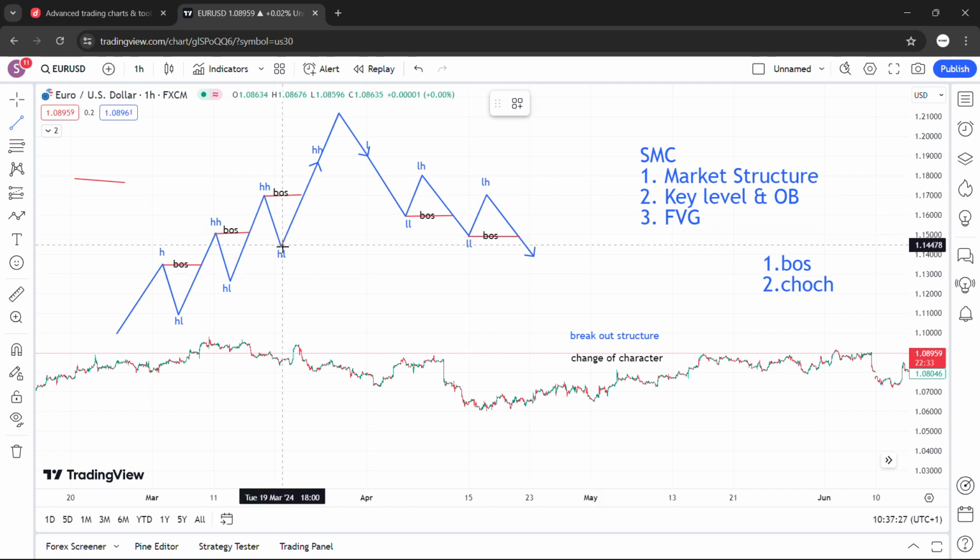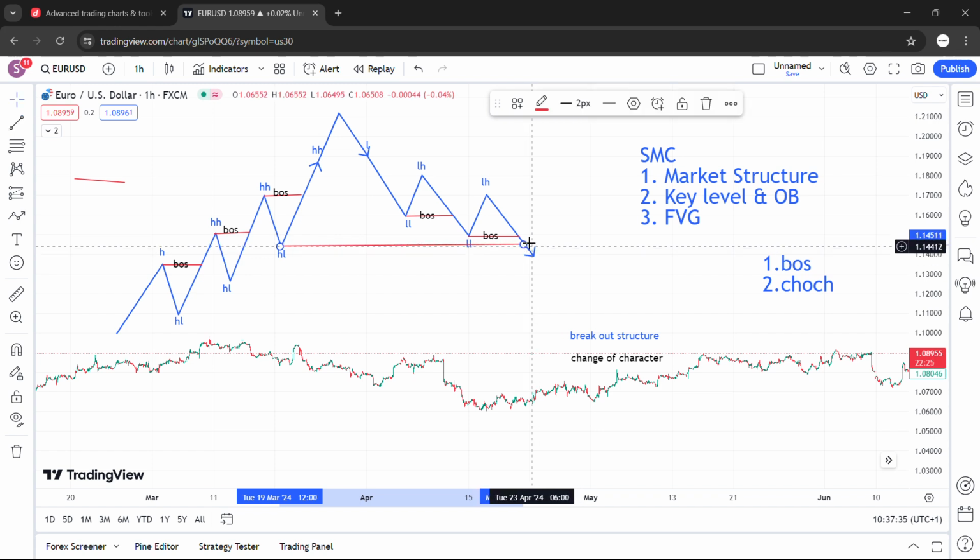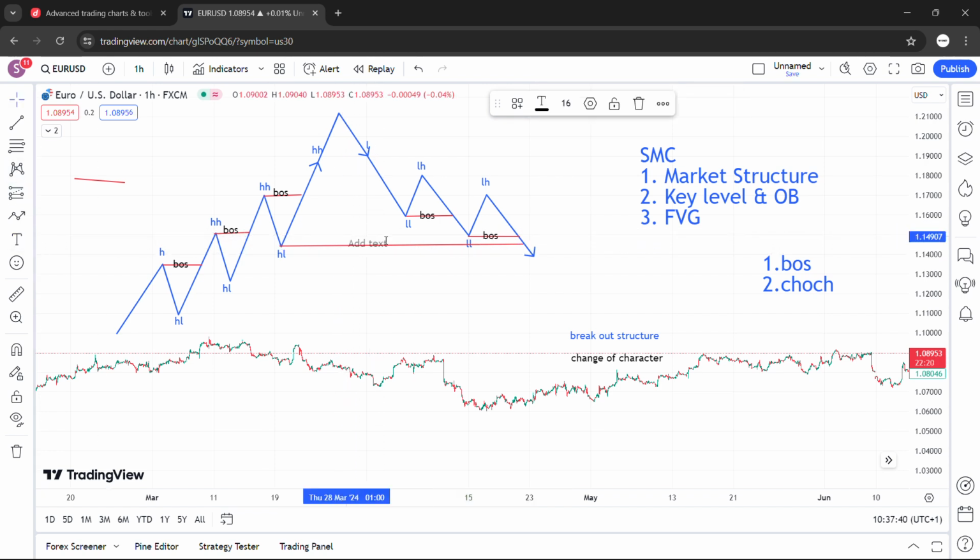So this will now be your CHoCH over here, because price has already equaled your higher low, and it has broken past your higher low. So this place will now be called your CHoCH, because there is a change of character over here.